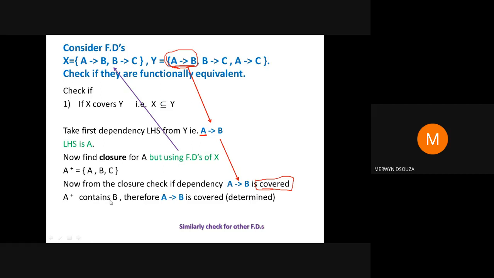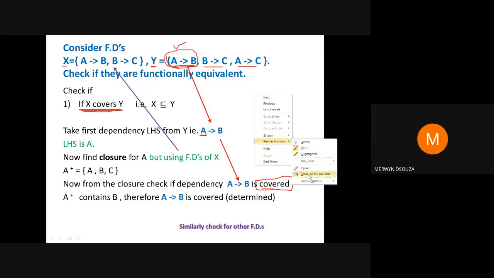Now we are going to check all the functional dependencies of Y. We have found that A determines B, which is given in the set Y, is covered by X. This first one has been covered. This is the way you check. Similarly, we need to check the remaining functional dependencies of Y, to see whether they are all covered by X. This is what we are doing here: we're checking whether X covers Y.